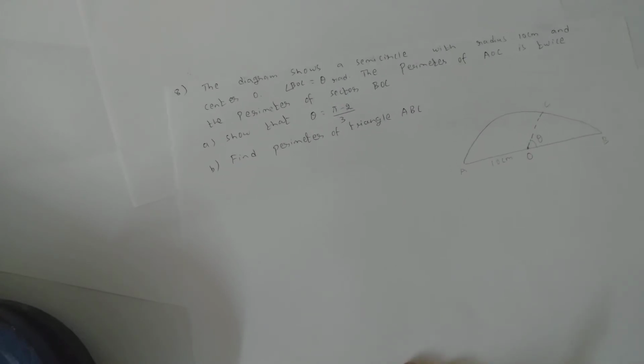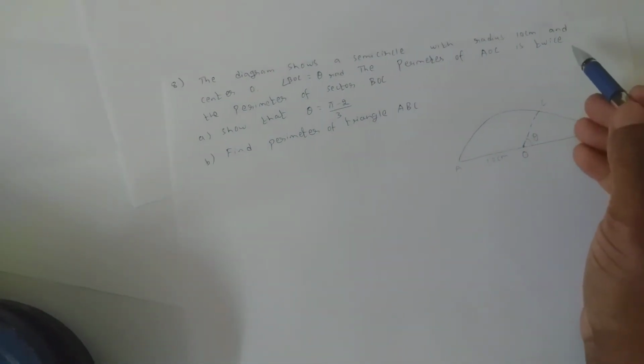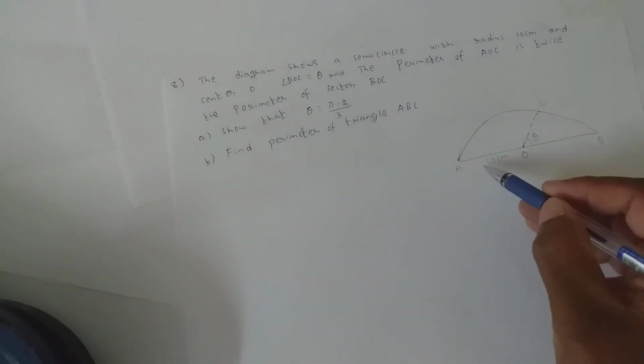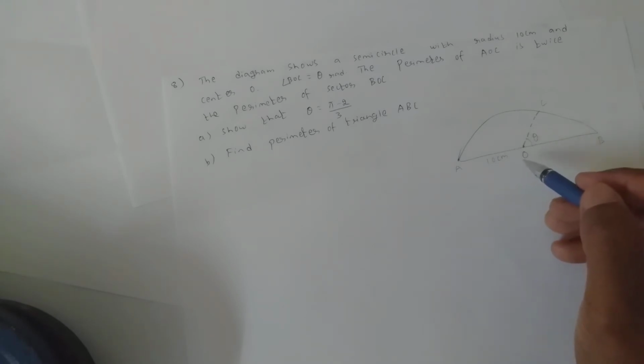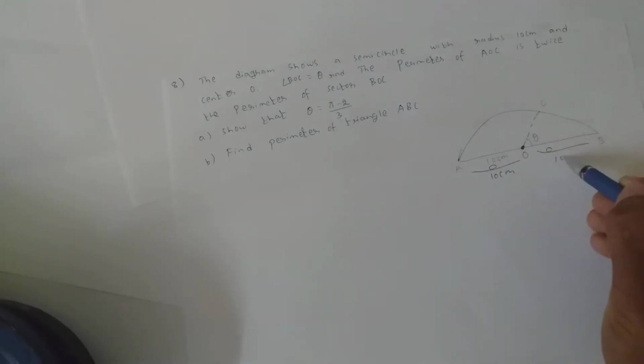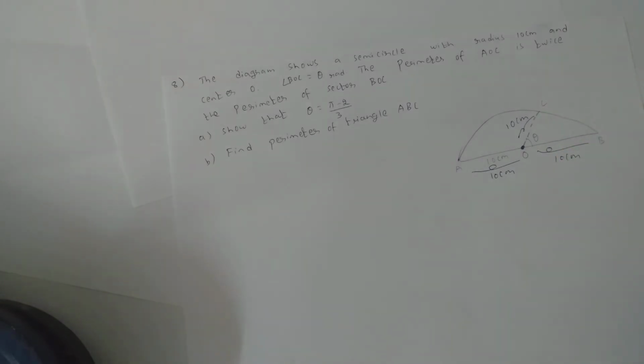Let us read this sum. The diagram shows a semicircle with radius 10 centimeters. Let us say this is a semicircle with radius 10, and the center is O. So if this is 10 centimeters, even this becomes 10 centimeters. Clear? So when this is 10, even this is also 10. Accepted, right? Yeah, continue.